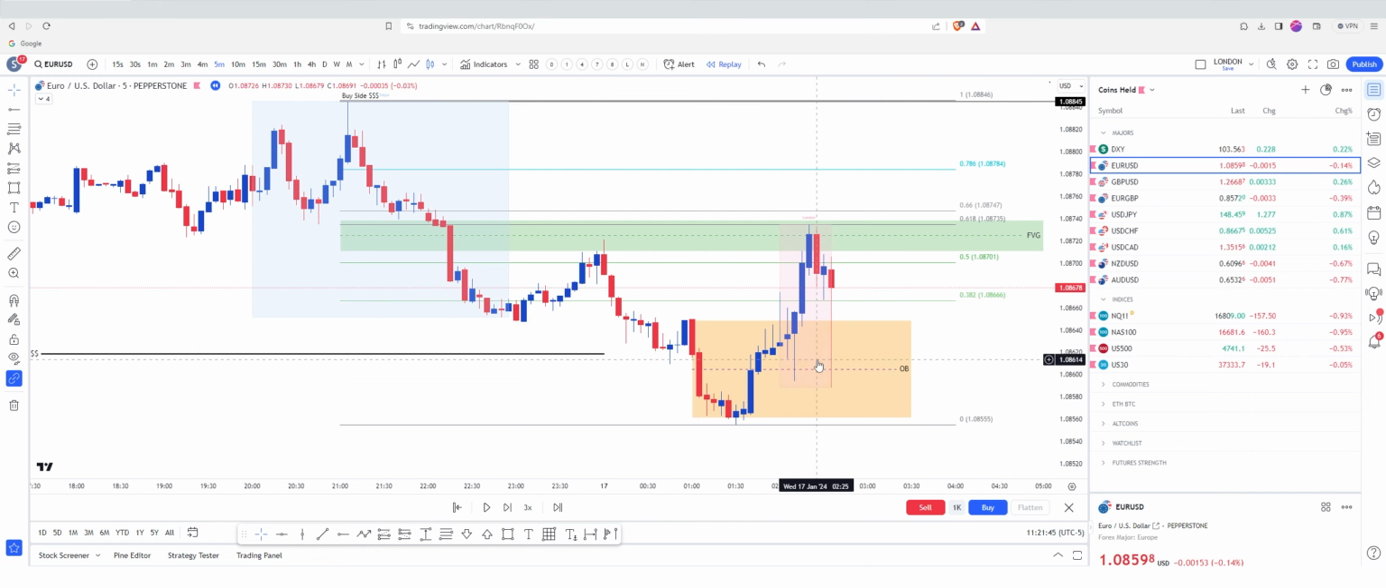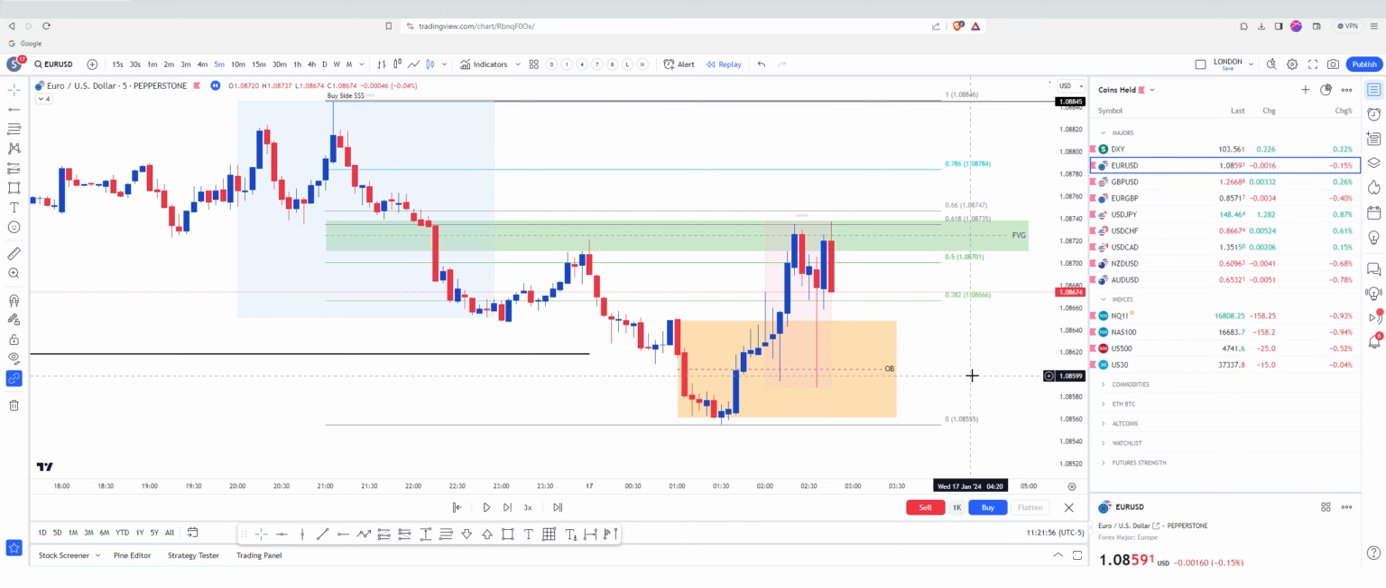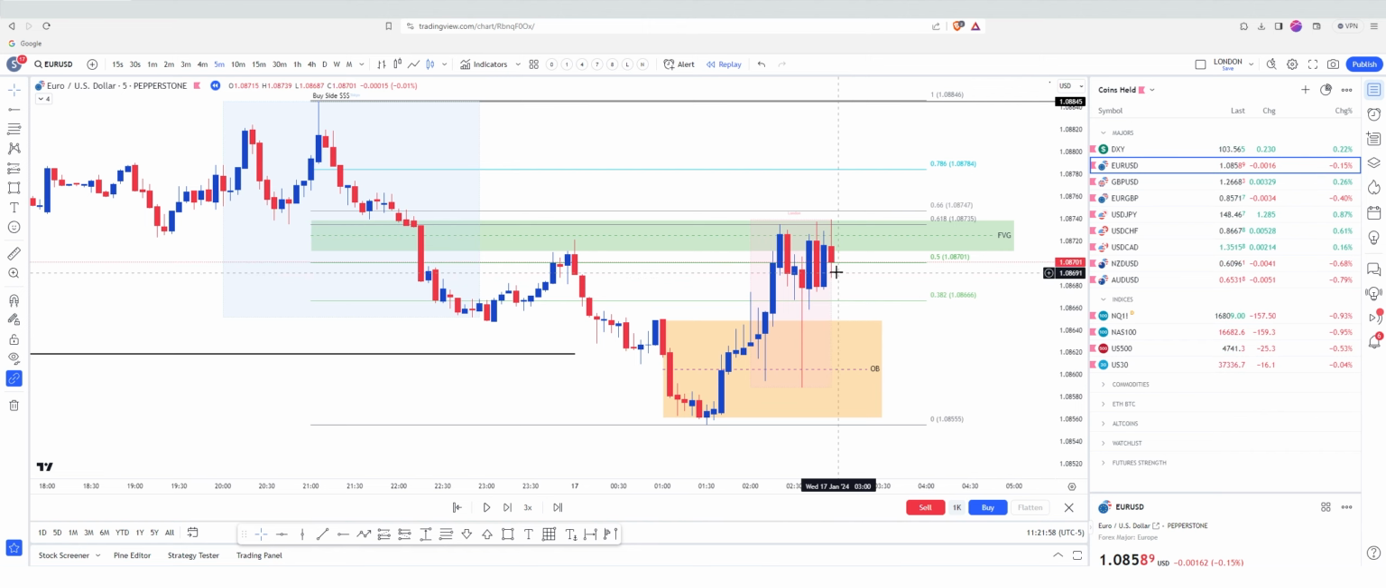Another displacement back into this order block. This is a strong reaction, so a big buyback as well. So this is not showing bearish momentum at the moment. On the 5 minute, we're looking very, very bullish. Consolidating now, coming into the silver bullet hour.